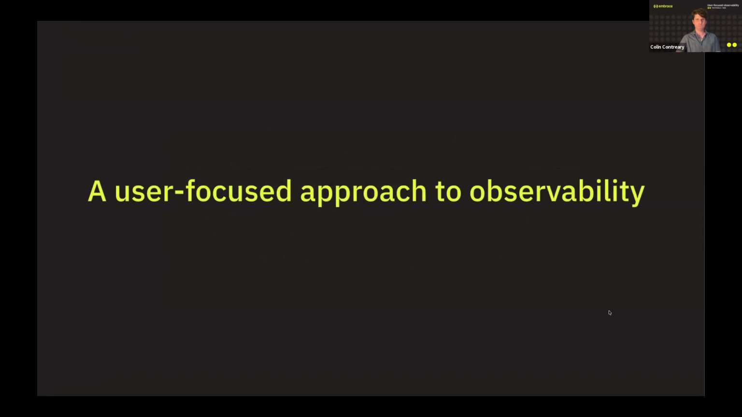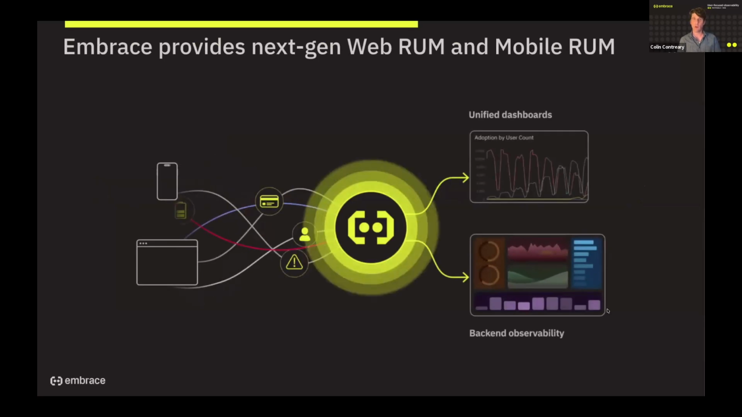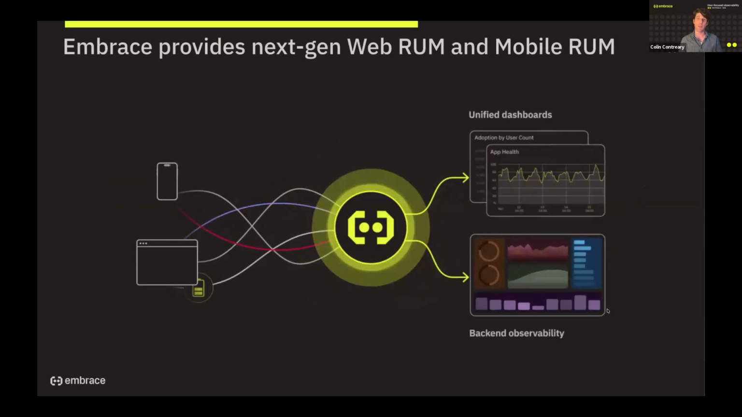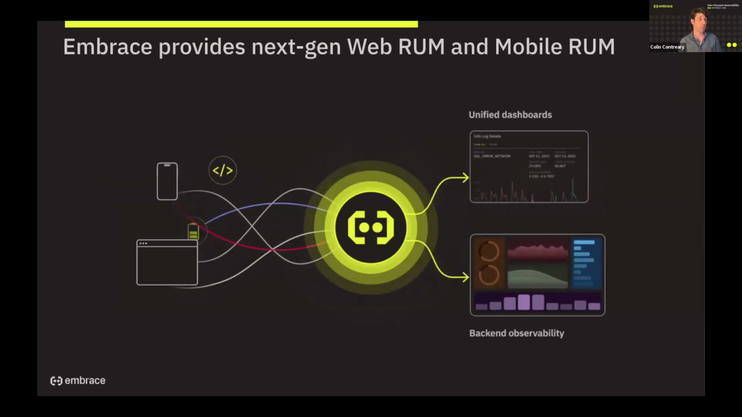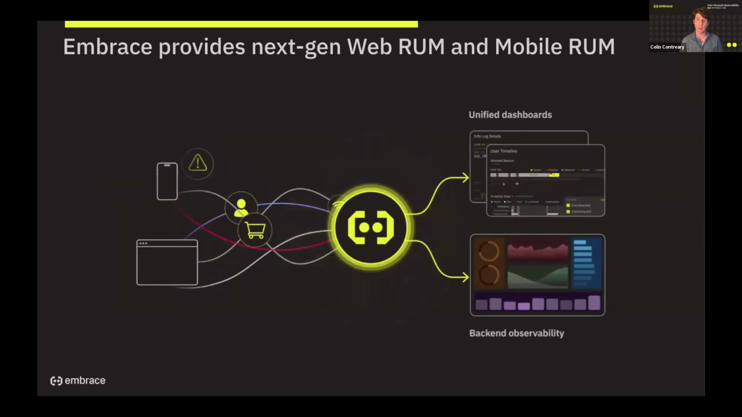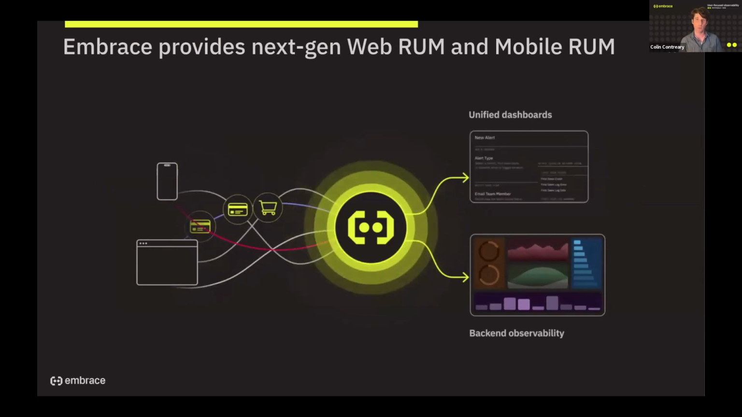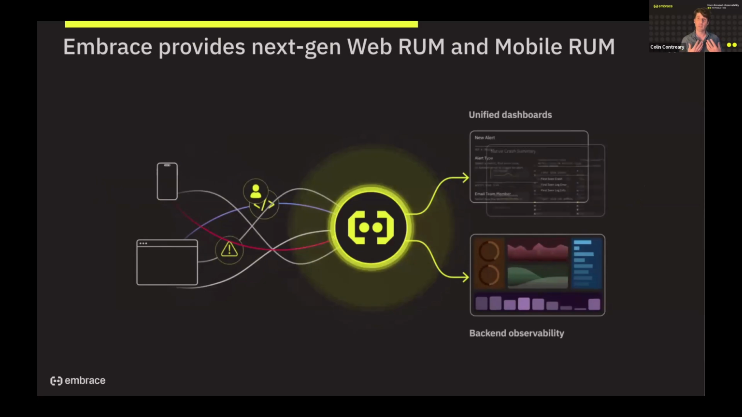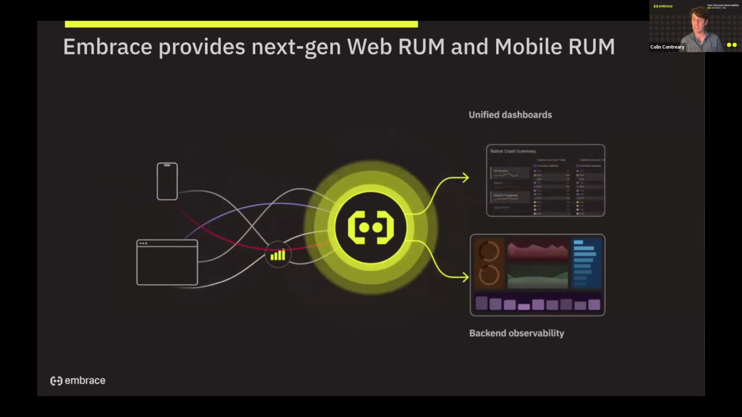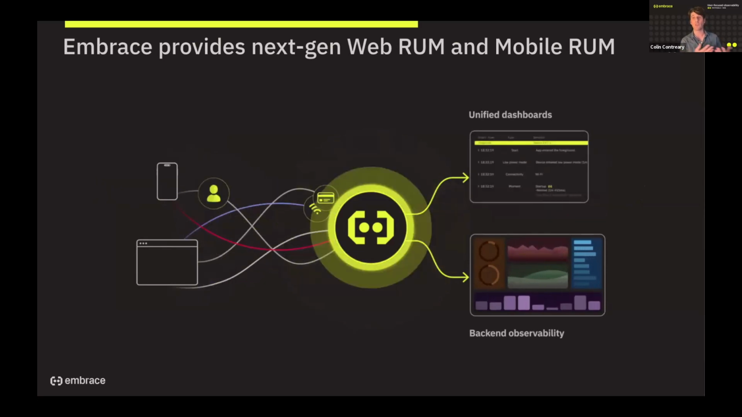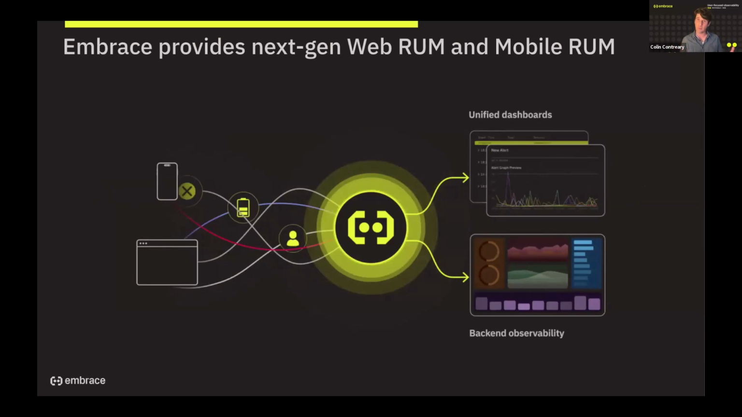So first of all, Embrace offers user-focused observability. And what do we mean by that? We're here to talk about the Embrace Web RUM product, but Embrace also provides mobile RUM. So any way your customers interact with your software, Embrace supports. Embrace offers SDKs both for web apps and also mobile apps across all the different platforms.